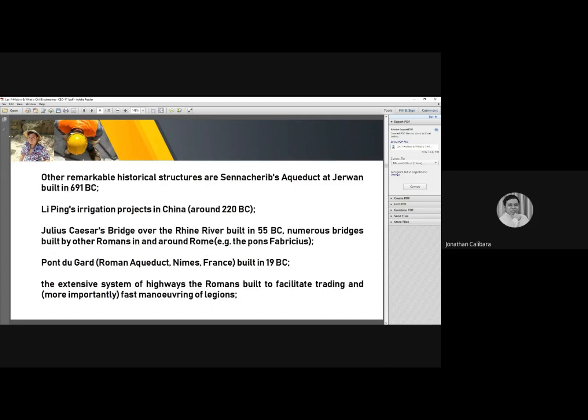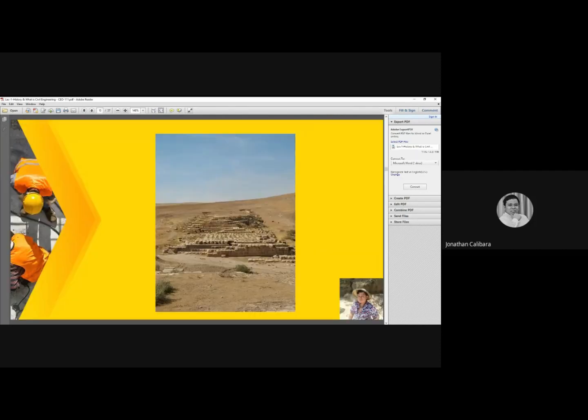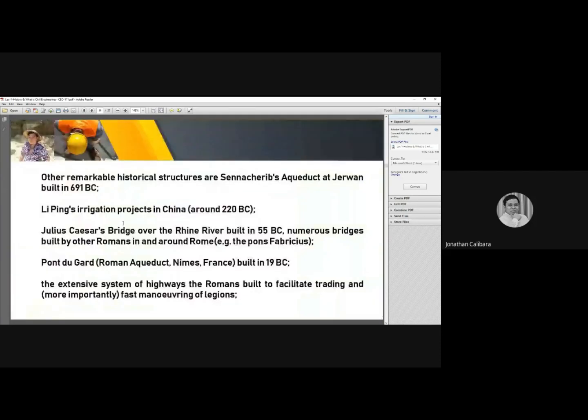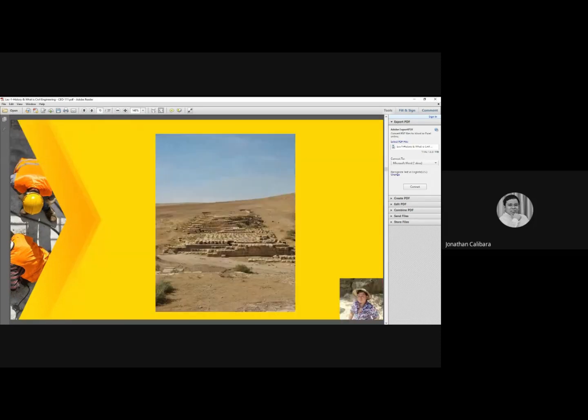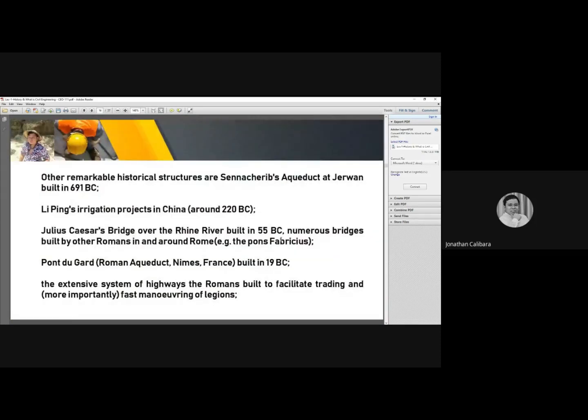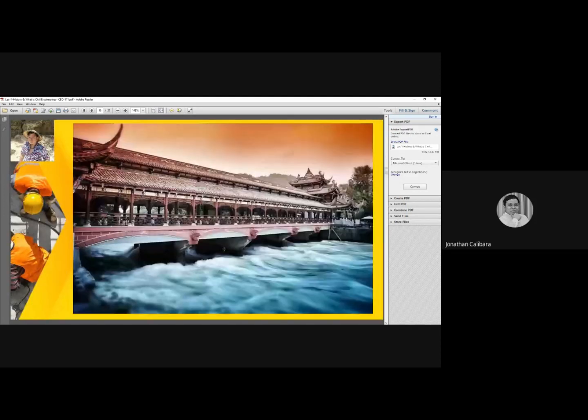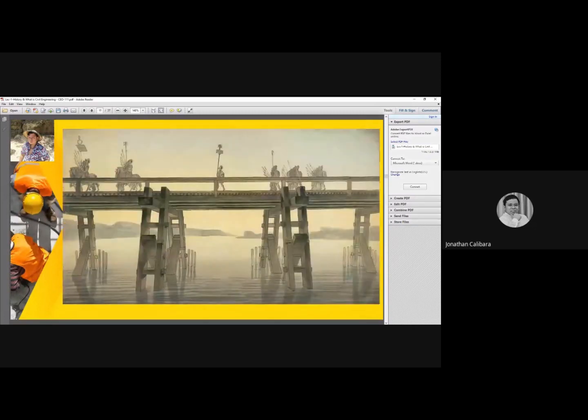So it's about water. Then next is Sleeping's irrigation. So this is also a water system, for those who plant crops. See the picture. Yes, that one. The picture is not so familiar. Julius Caesar's bridge over the Rhine River built in 55 BC. Numerous bridges were built by the other Romans in and around Rome. So what you saw are bridges made of wood.